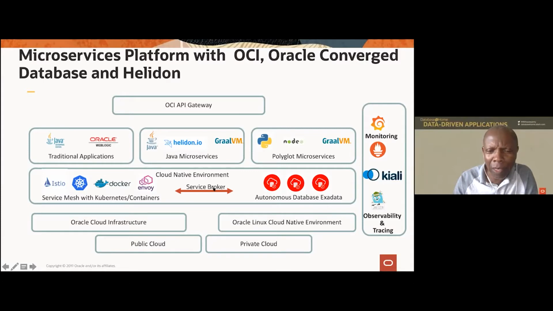So we need a service broker, which is a mechanism to let microservices running in the Kubernetes cluster connect to other cloud services outside the Kubernetes cluster. We'll talk about that. On the side, we have mechanisms for observability and tracing, as well as monitoring, right? And all those can be deployed either in the public cloud or a private cloud.